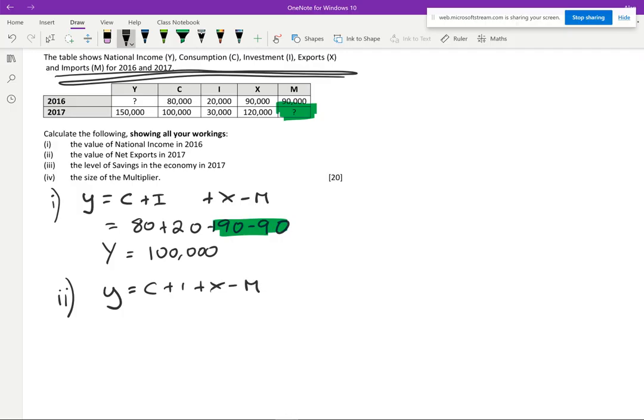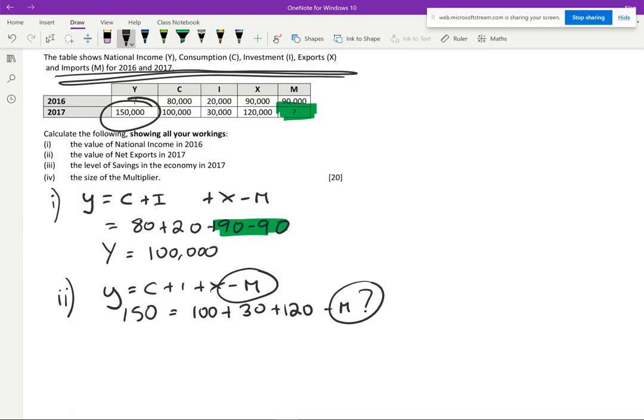So what are we told? We know that the income is 150,000. So again, you're just looking for M. This is just a mathematical thing. So it's 150 is equal to 100 plus 30 plus 120 minus M. Just work it all out. It's pretty straightforward. And therefore, M is equal to, I think, 100,000 when you start knocking them all off. Yeah. Okay. So M right there is 100,000.